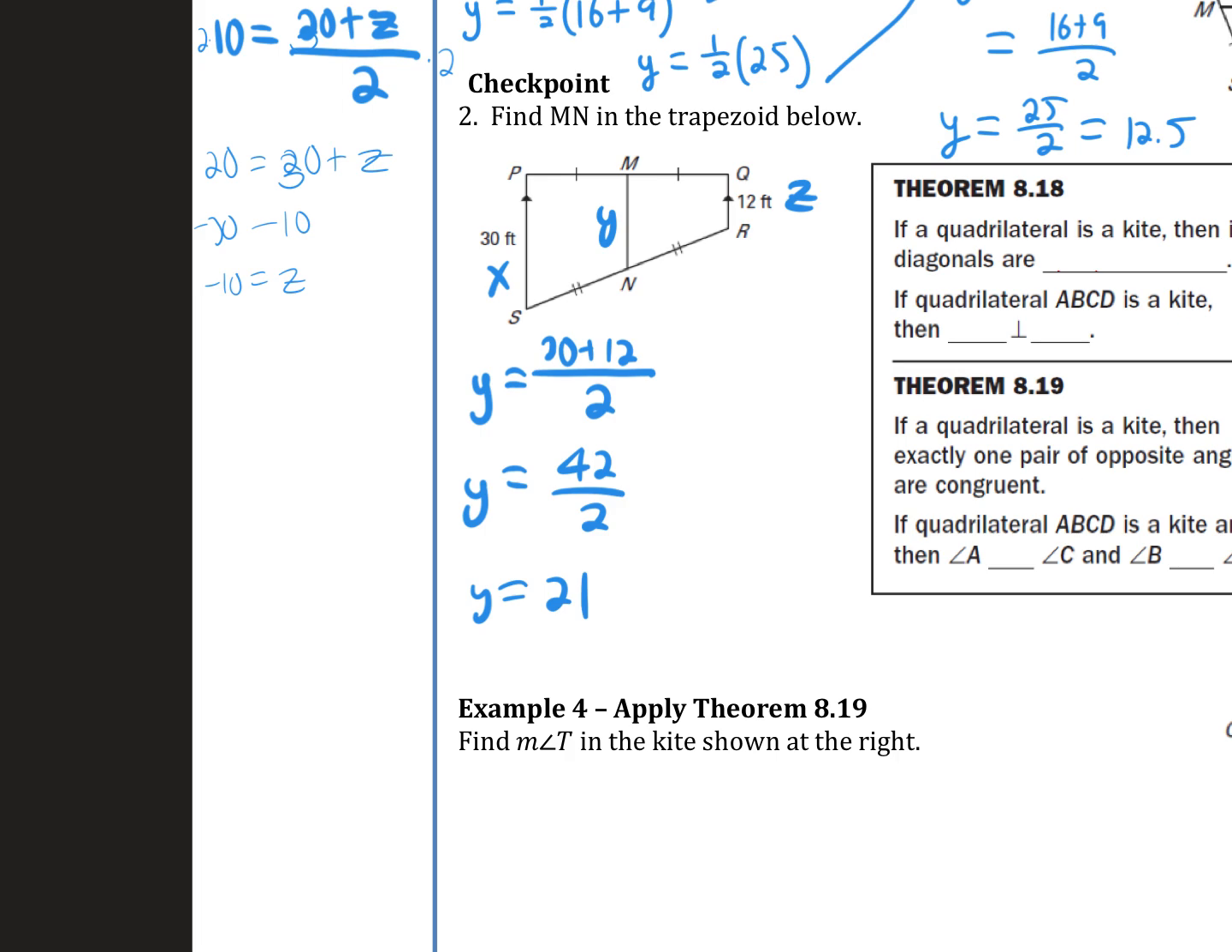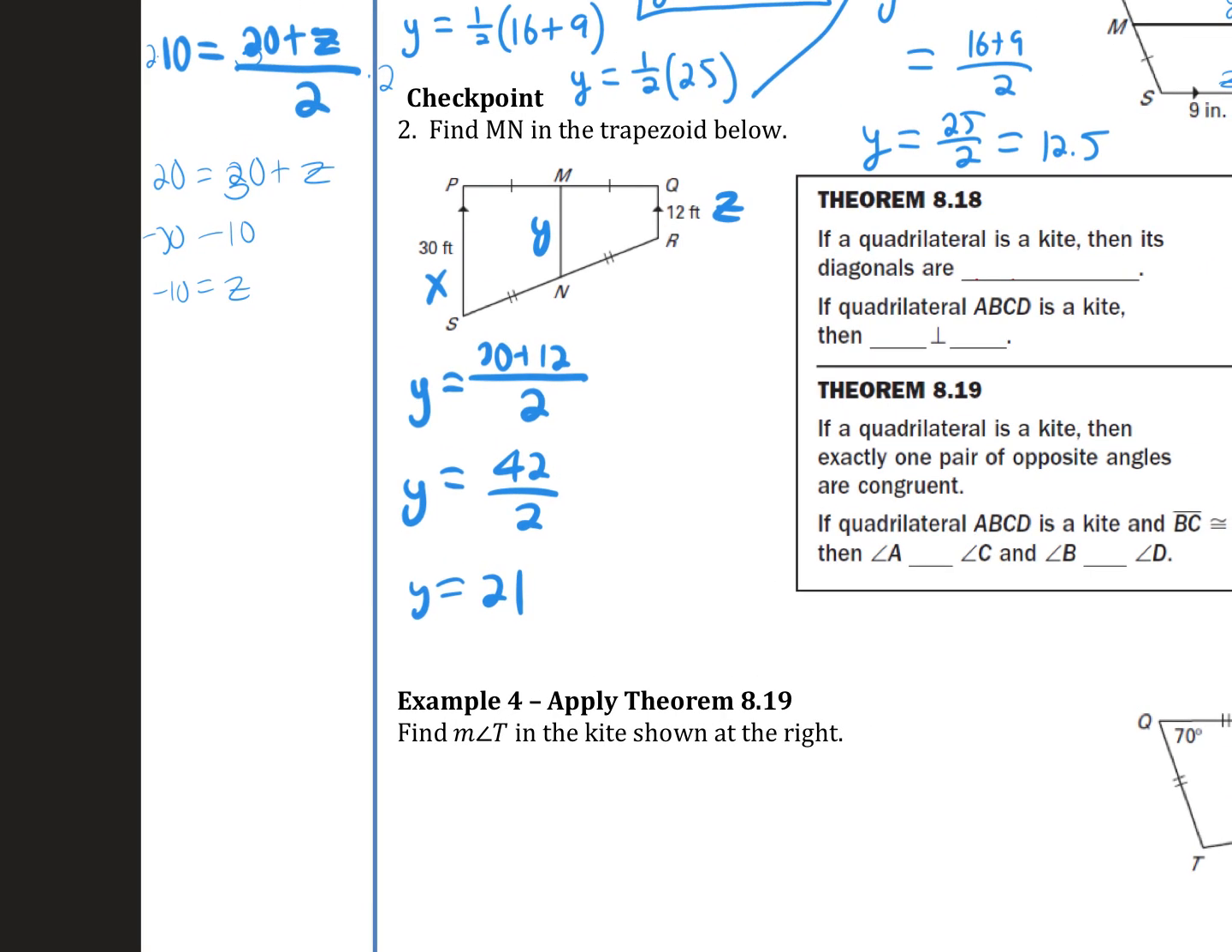Very cool. All right, now I'm going to do the same problem, but say we don't know x. Say we don't know this is 30. Let's say that we know this is 21. Let's do the same problem this way. So y equals x plus z over 2, but this time we know that y is 21. So 21 equals x plus 12 over 2. Why don't you guys go ahead and solve that from here.